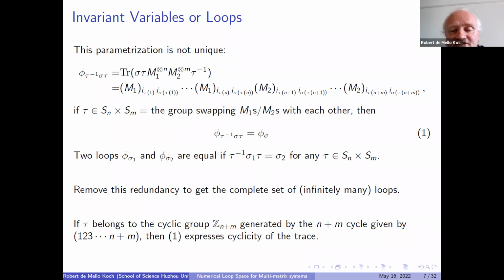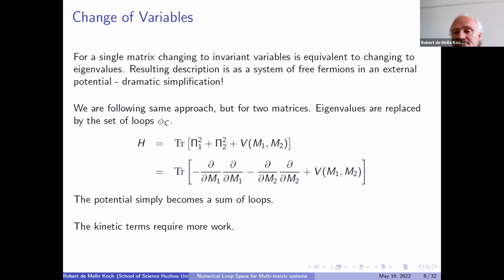Once you've removed all redundant loops, you'll get a set of loops that is non-redundant. That set is infinitely long, so there's an infinite number of gauge invariant variables you can have, and there's good methods to count them. To give you some idea about what this redundancy is, if tau was to belong to the cyclic group Z n plus m, then the redundancy that you're talking about is just the usual cyclicity of the trace. So that's how we're going to parameterize our loops. And when we come to count them a little bit later, this enumeration using permutations is going to be quite useful.